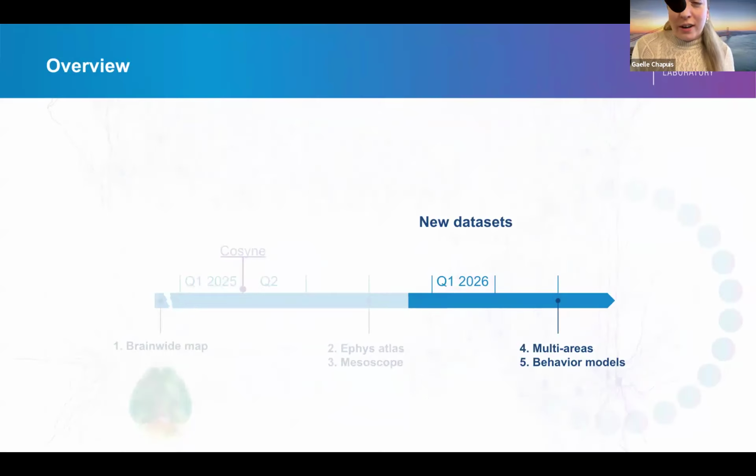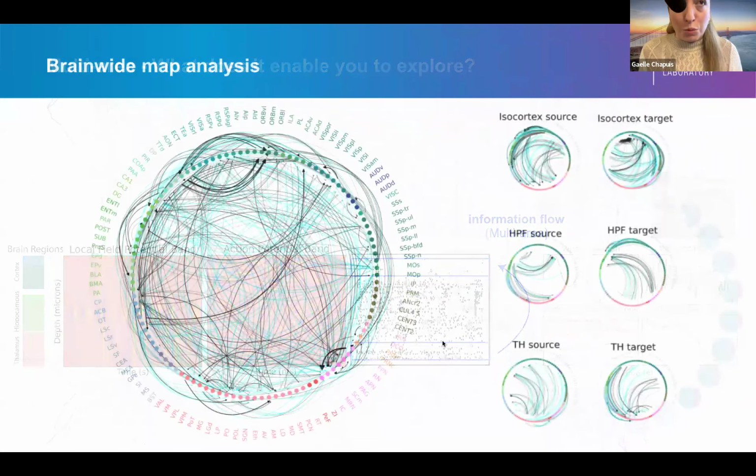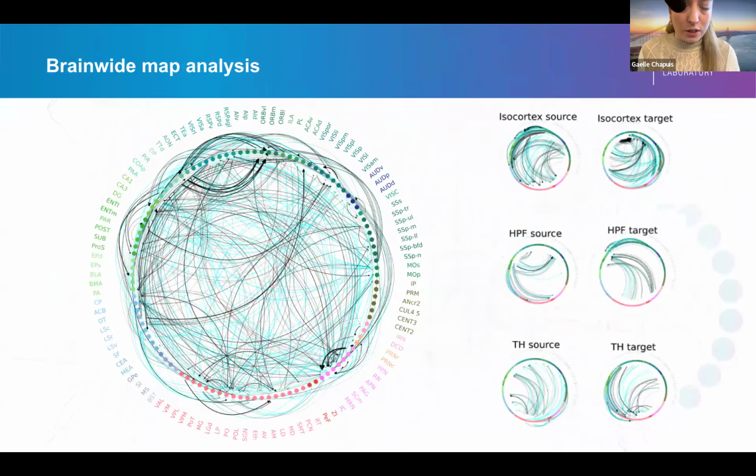Okay, so now I'm going to go quickly into the 2 other last data sets that should hopefully be available next year. So starting with one on multi-area. If we start again by taking our picture from before, one thing that could be really cool to study is the information flow across areas, right? So we started doing this in the Brainwide map paper, and here's a picture on Granger causality.